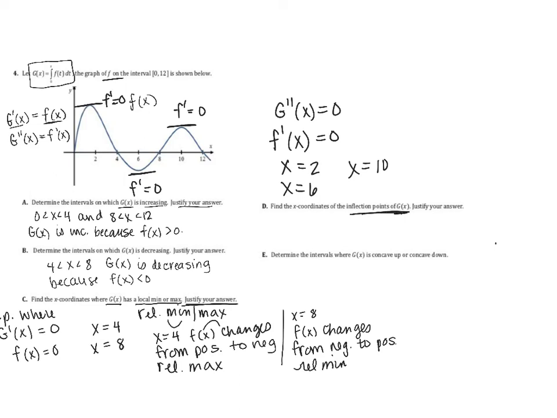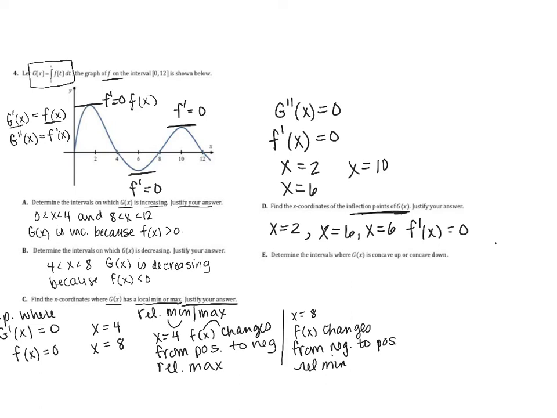All right, so, and our justification is going to be, let's go ahead and write that up. So x equals 2, x equals 6, x equals 10 is the point of inflection because that is where f prime of x equals 0. And we can say and has a sign change.